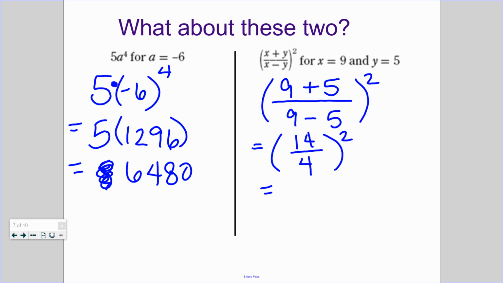14 over 4 reduces to what? It reduces to 7 over 2. You could say 3.5 here, but again, we're going to try to avoid decimals if we can. If you can stick with a fraction, your life's going to be easier later on. And then you need to square that. Do you remember how to put the fraction in your calculator?